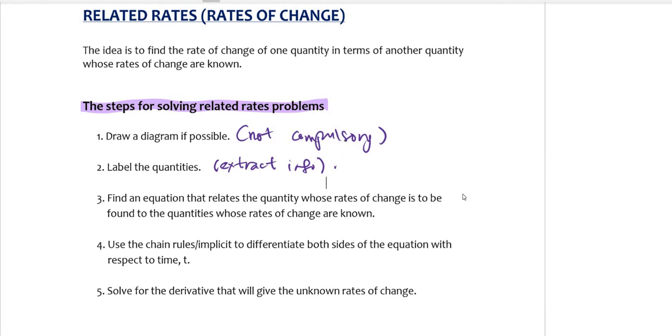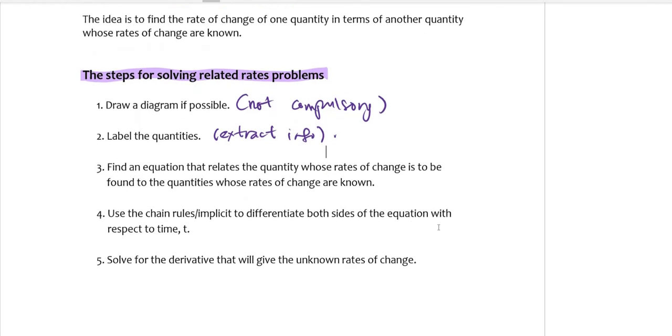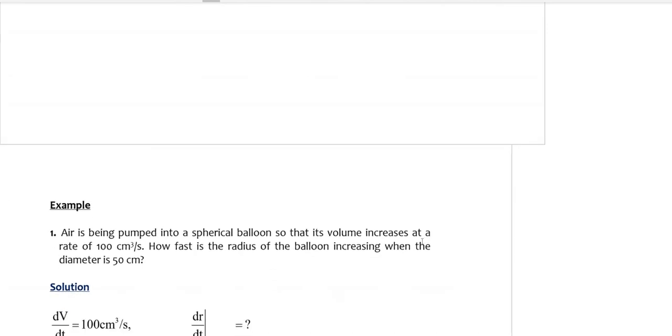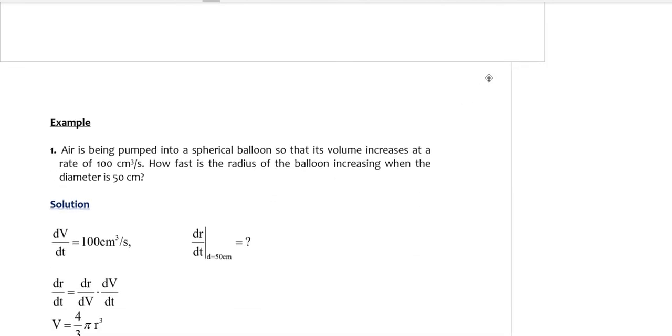That means define whatever you want to find, and then use the chain rule or implicit differentiation to differentiate both sides. This one is up to you, whichever is suitable for that question. Then solve for the derivative that will give the unknown rate of change. Don't be too rigid. The most important thing is to understand what you need to find, extract the information, and then solve the problem. Let us see the first example.